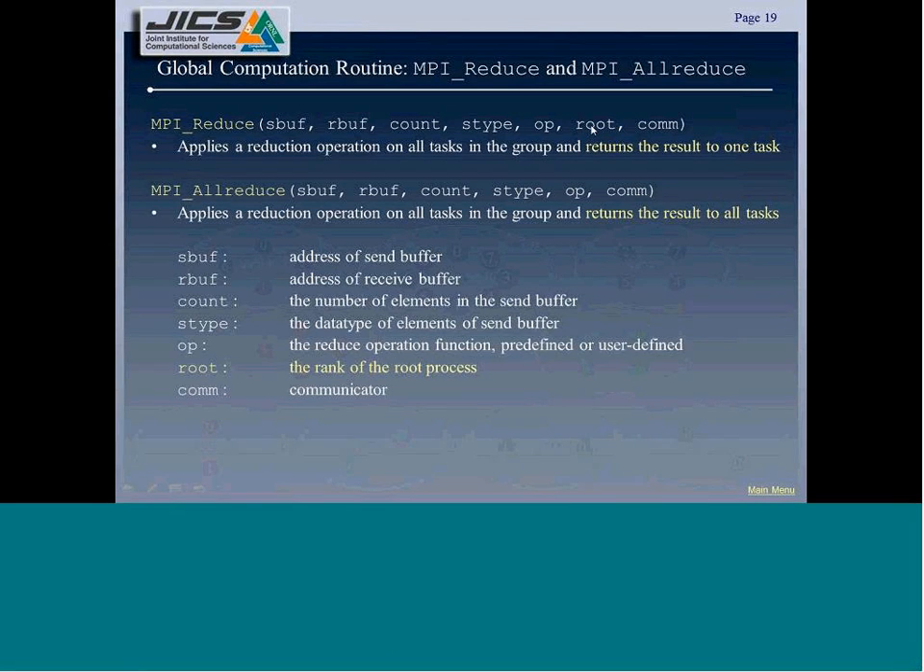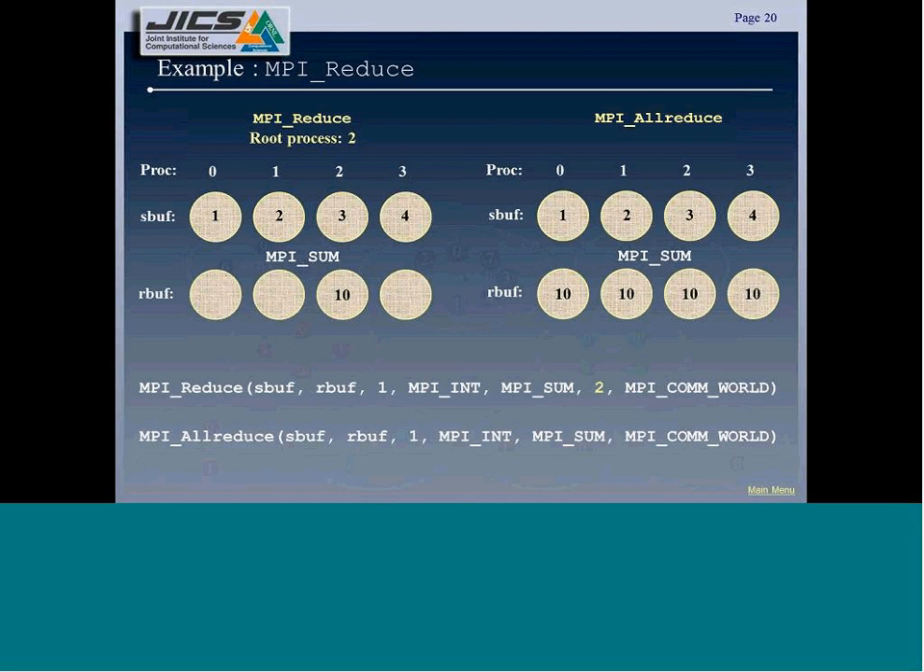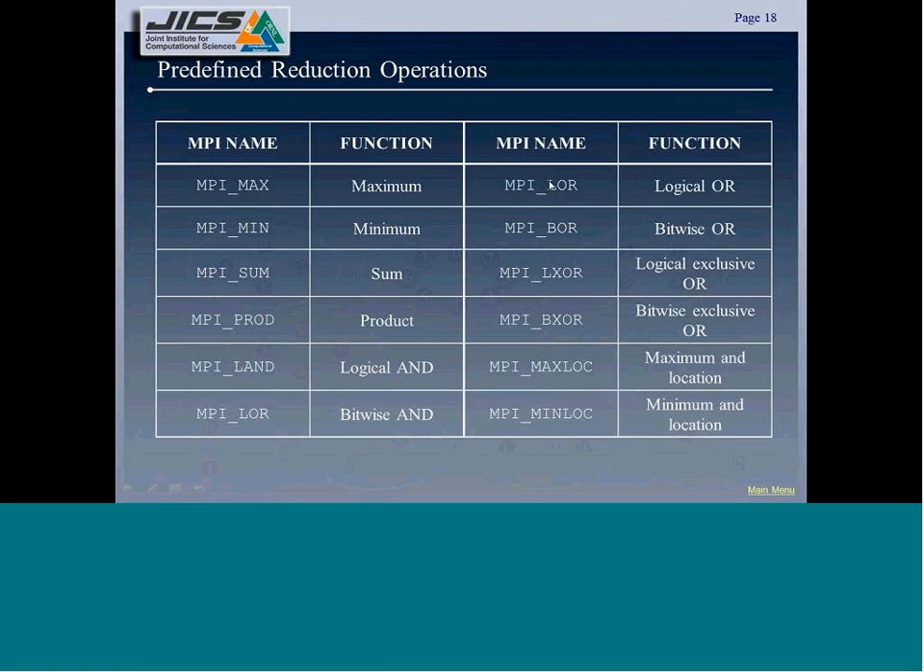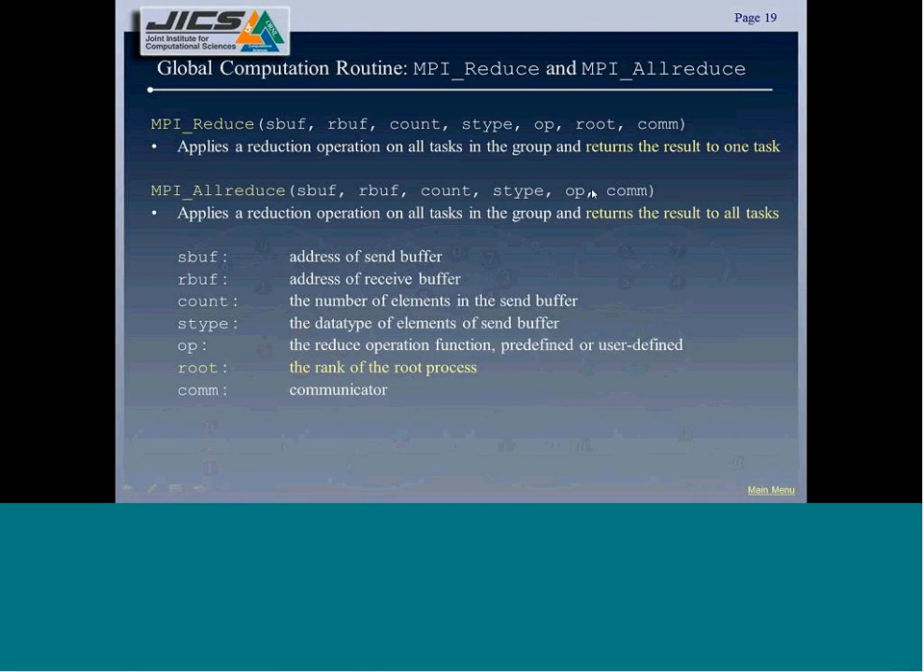The extra argument, well, let me just mention here that the operation is what I showed you: MPI_SUM, MPI_MAX and MPI_MIN. This is the place where you will put the communicator, for both MPI_Allreduce and MPI_Reduce.